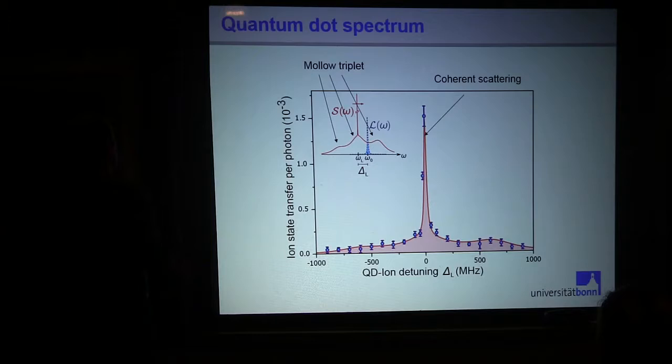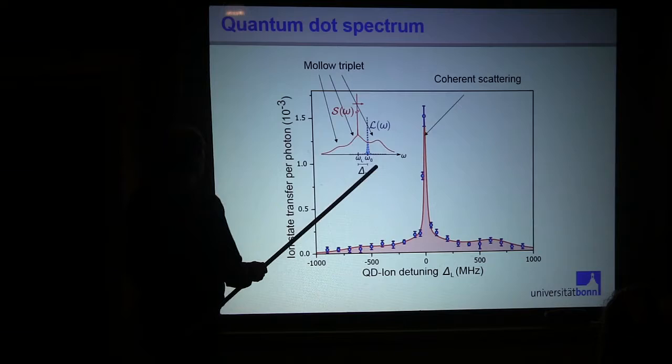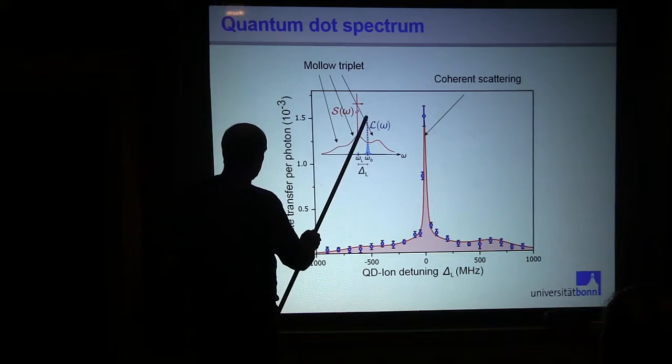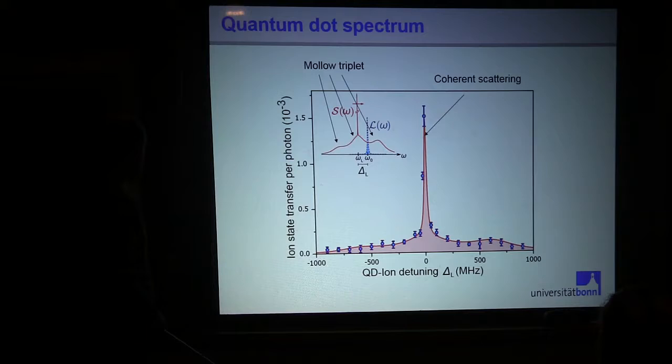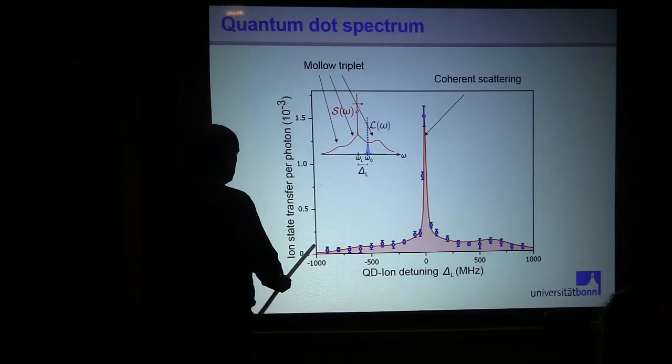Okay, and then we can shift the quantum dot spectrum with respect to the ion spectrum. So the ion is always fixed. That's the blue one. That's our receiver basically, and the quantum dot is the sender. And we can shift by the tuning mechanism we have for the dots. We can shift the spectrum across the ion and record the ion transfer probability as a function of this tuning. And we see here that this recovers very nicely the theoretical quantum dot spectrum.